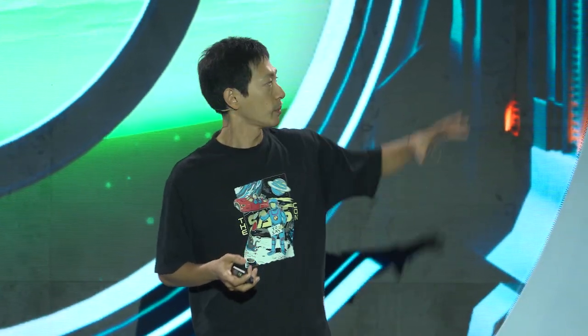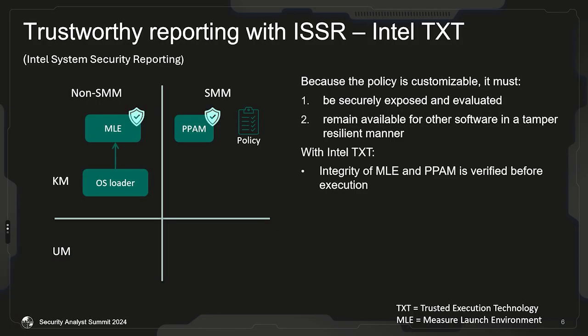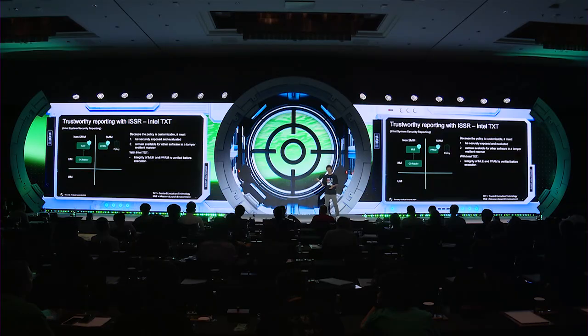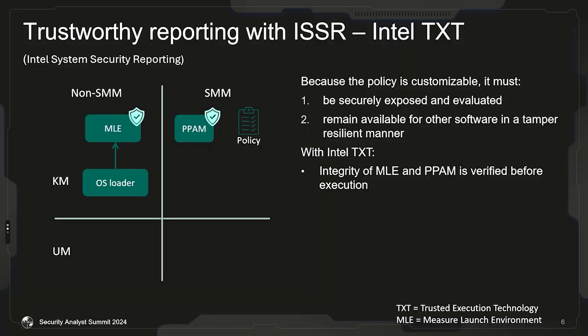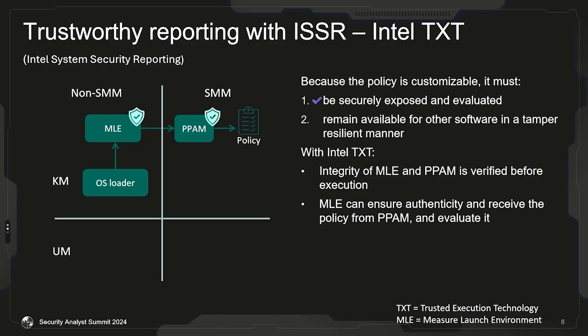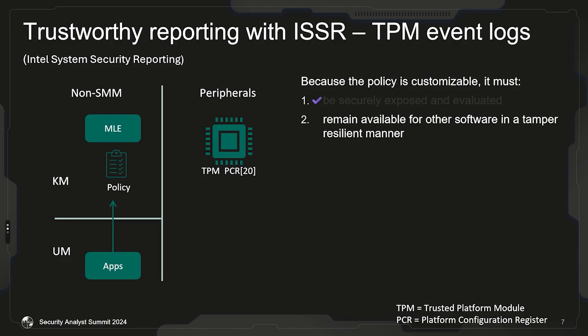Also, TXT measures PPAM over there. So this way, you can tell your module is good, and PPAM also is good, because TXT verifies both integrities. So your module on the left side can talk with PPAM and query the information. But you also need to make sure that the information you got from PPAM, which is in SMM, and now hold in the non-SMM world, will not be tampered with. So ISSR ensures the integrity of this information using TPM.